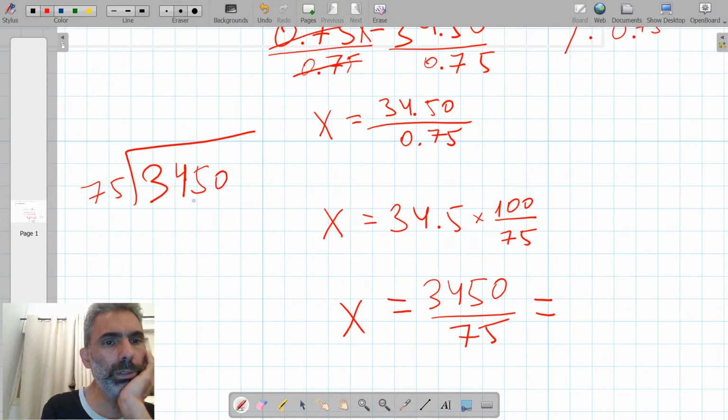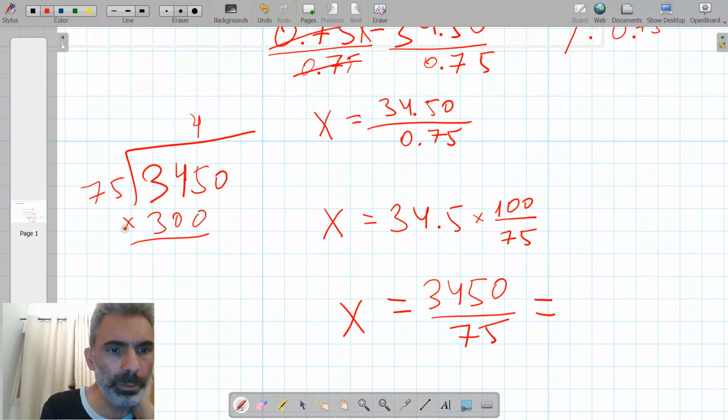75 goes into 345 4 times, because 5 times is too much. 4 times 75 is 300. So we subtract: 345 minus 300 is 45. Bring down the 0. How many times does 75 go into 450?